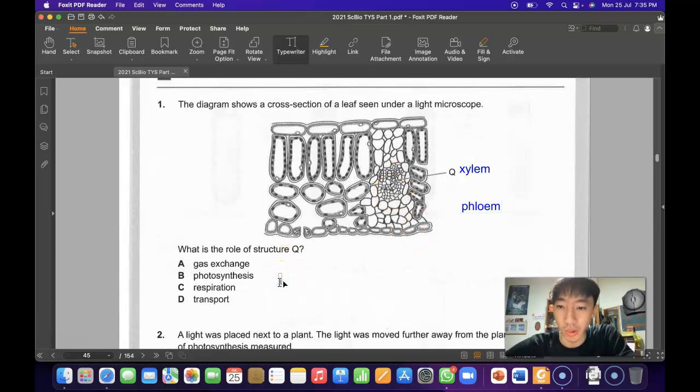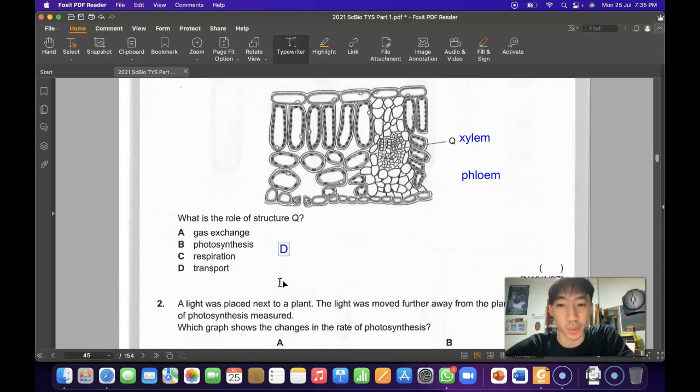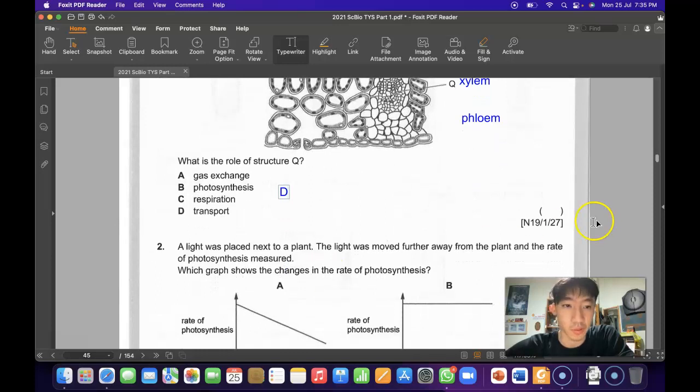So what's the role? It will be just transport, right? Transport of water and mineral salts. Let's write it here.